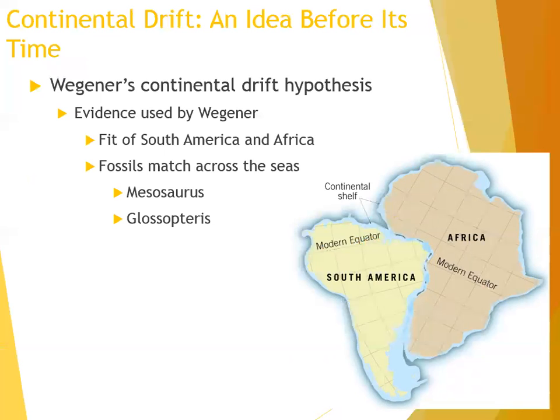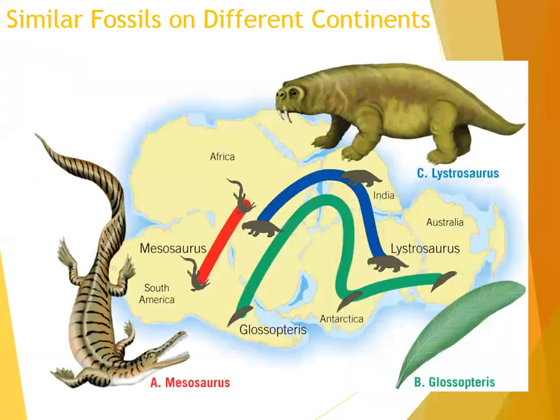But what he based a lot of other ideas on were the fact that there are identical fossils in South America and Africa. How could you have the same exact animals on South America and Africa in the past if there wasn't some type of connection between the two continents? It was based on two different types of fossils. Mesosaurus and Lystrosaurus are our two animal fossils, and then Glossopteris, which is a plant.